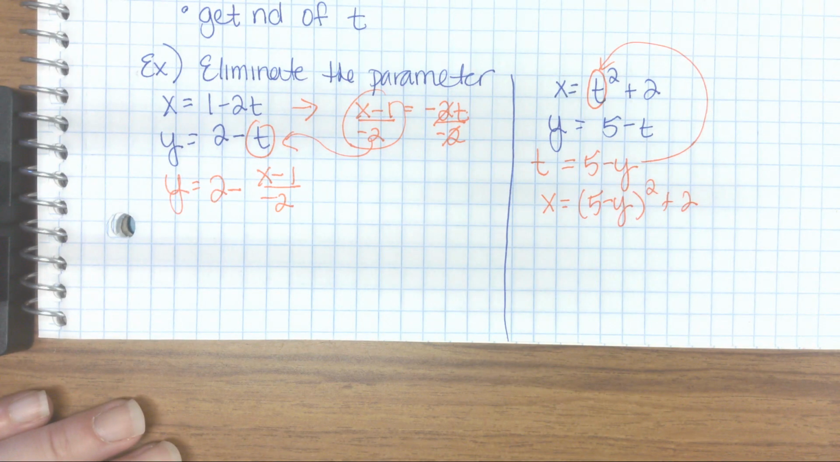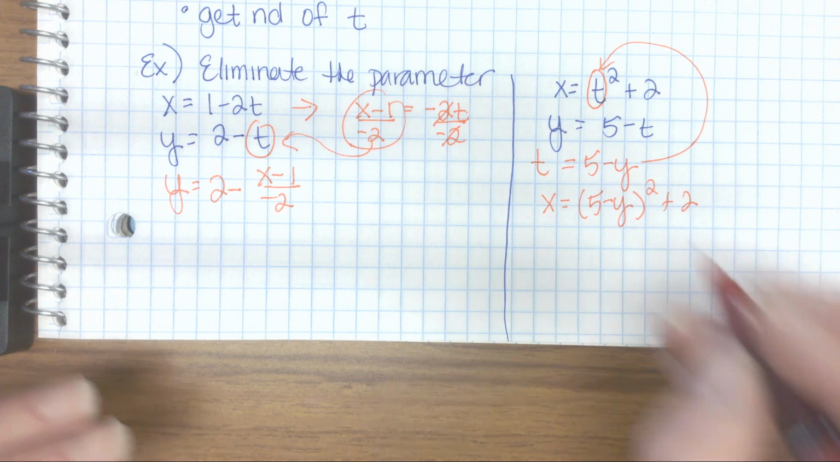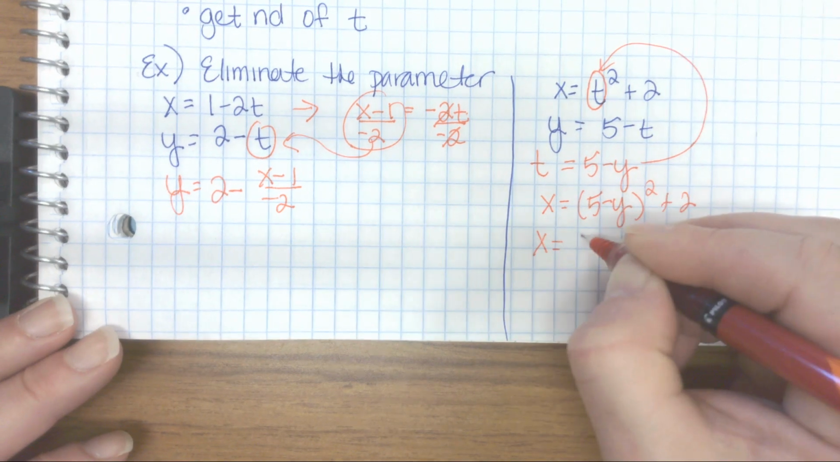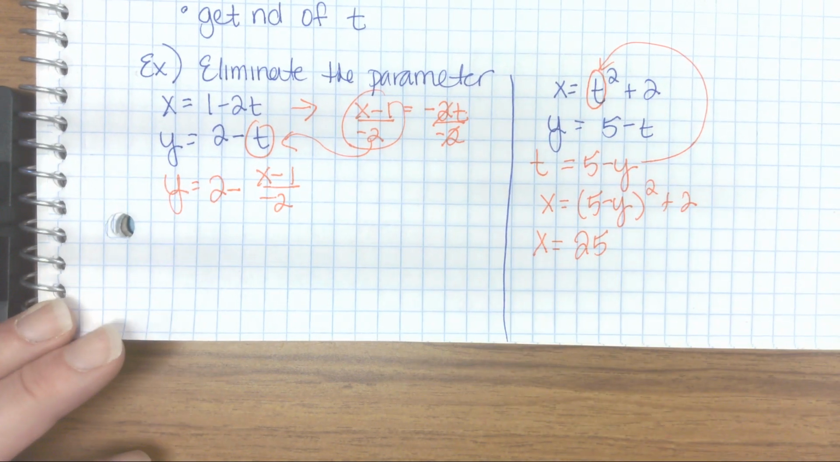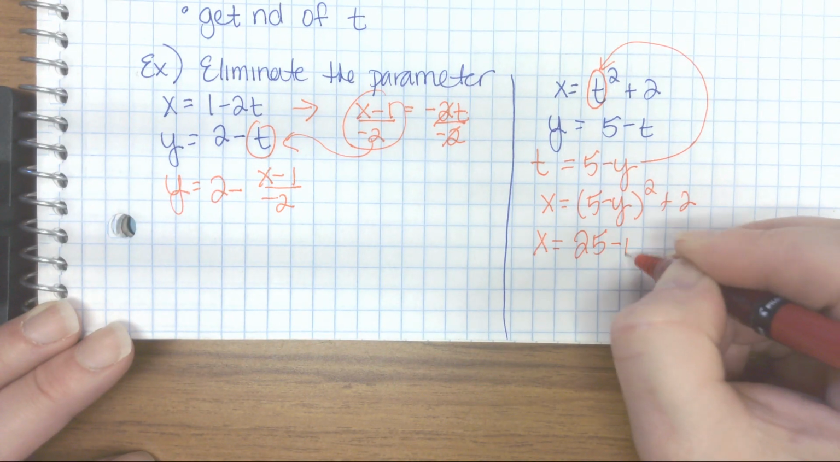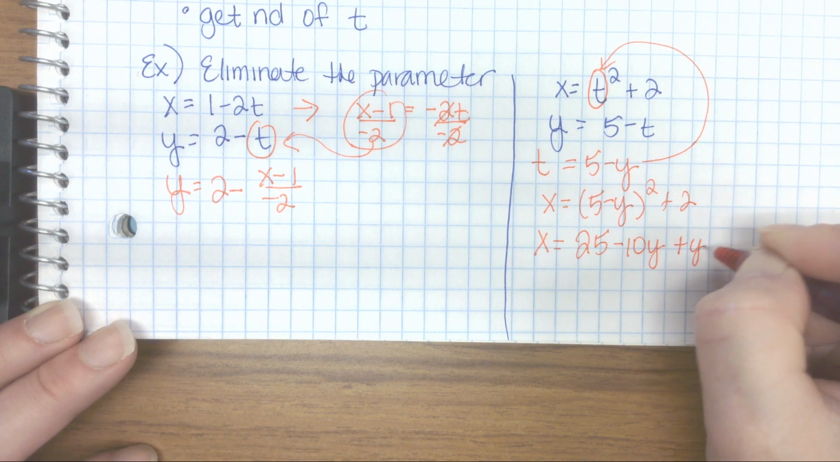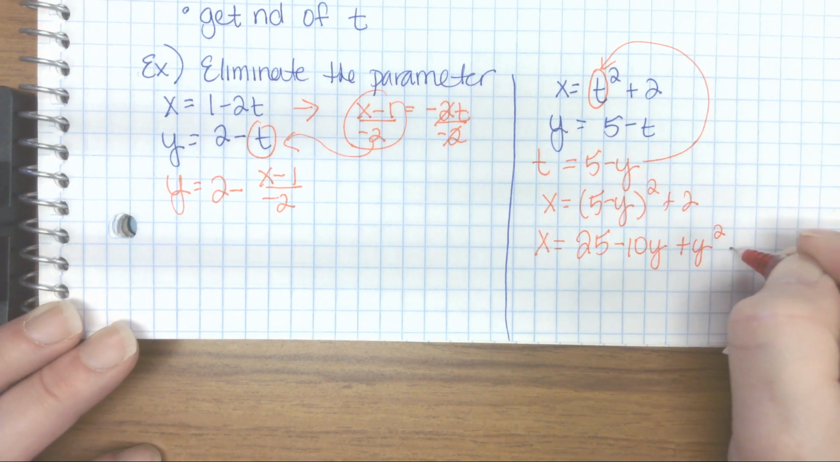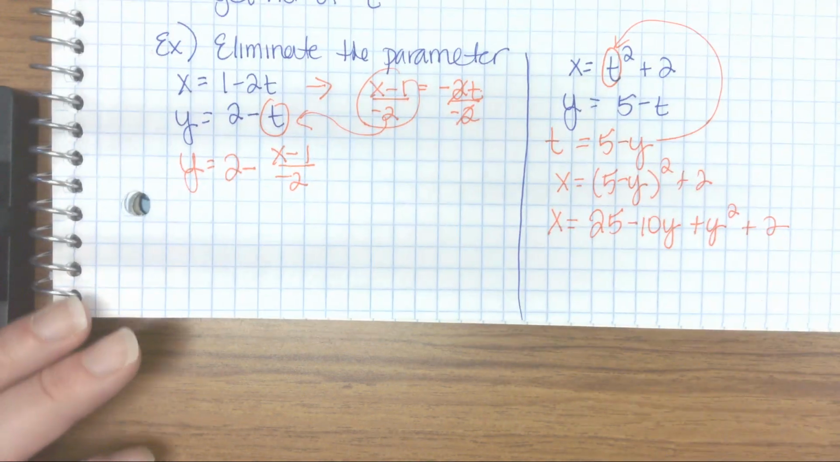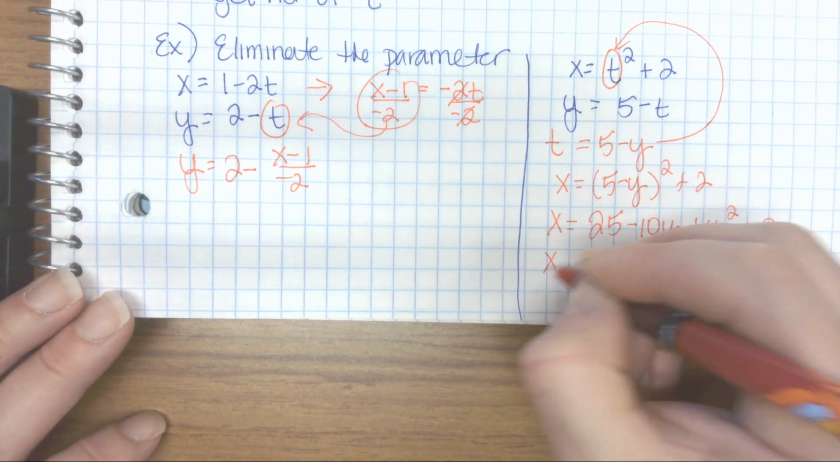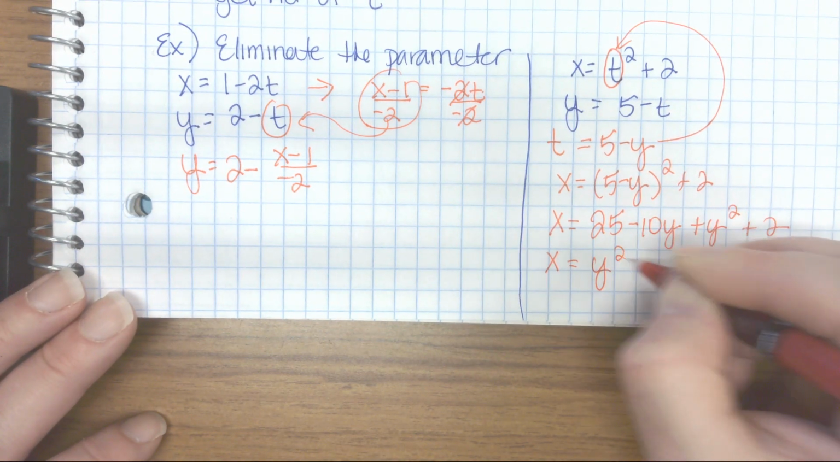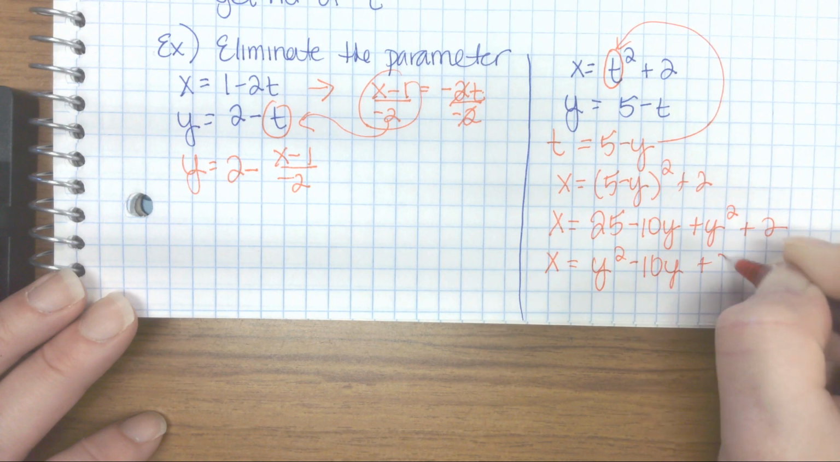And if I wanted to expand that, we're not going to kill any cats today. It'd be 25 minus 10y plus y squared plus 2, which is y squared minus 10y plus 27.